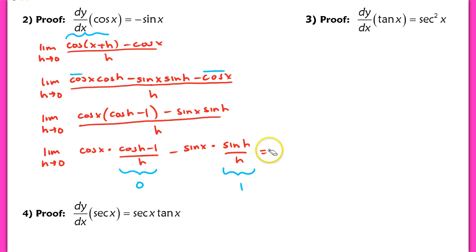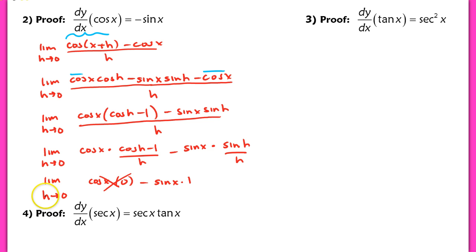Oh, no, let's save some room. Let's write it below. So let me erase. So we can rewrite this limit here as h approaches 0 of cosine of x times 0 minus the sine of x times 1. So obviously this first term will drop. And if you try to evaluate the limit as h approaches 0 of negative sine x, it's just going to give you negative sine x. So we've just shown now that the derivative of the cosine of x is equal to negative sine x.